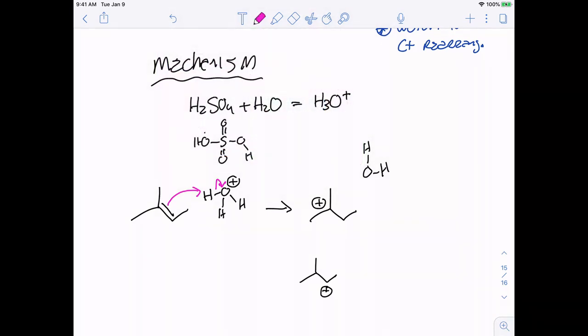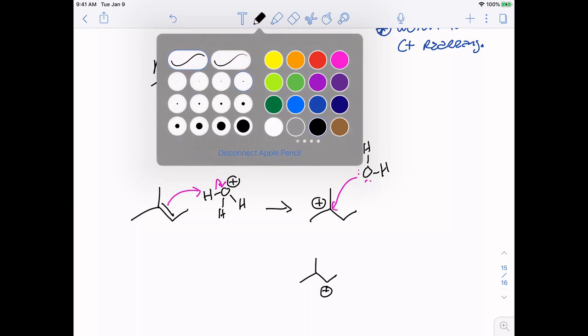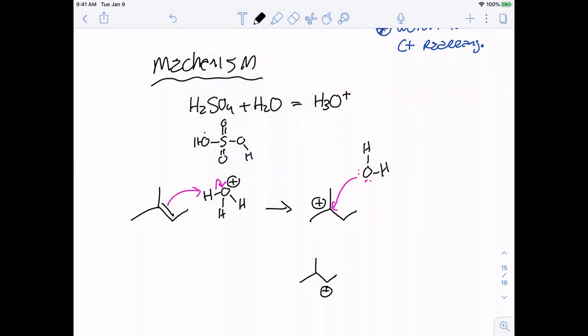And it has its lone pairs, so it's going to grab onto that carbon. Right, that's my non-octet carbon. I have an empty p orbital that can accept those electrons. Since it's planar, it could add from the front or the back. So if this was chiral, that's how I would get those two stereoisomers.